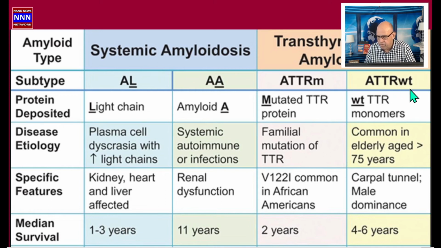The TTRwt, wild type, is seen in elderly patients beyond the age of 65. But if you look at the prognosis of these patients, that is quite startling and disappointing. The light chain amyloid lifespan is like 1 to 3 years. The AA amyloid with the A variant has the best prognosis, whereas the TTRm has the lowest prognosis, whereas the TTRwt or wild type has a 4 to 6 year prognosis.